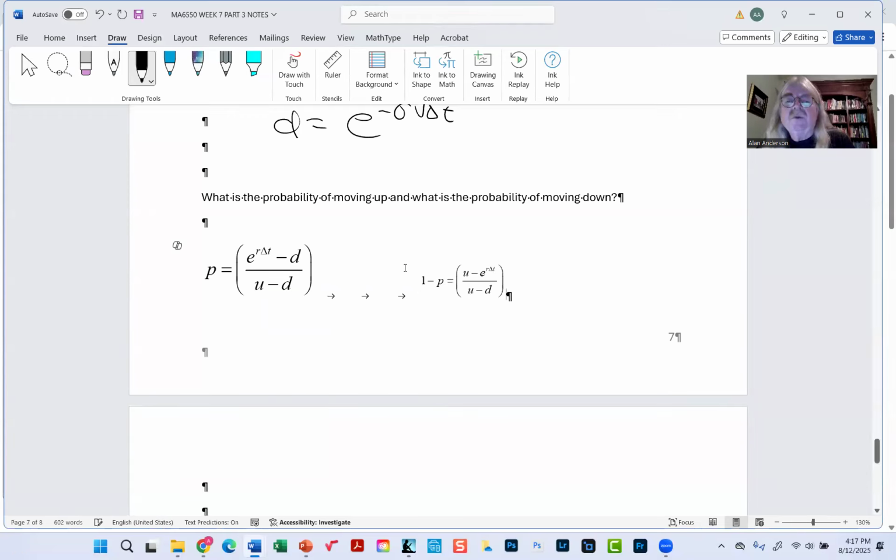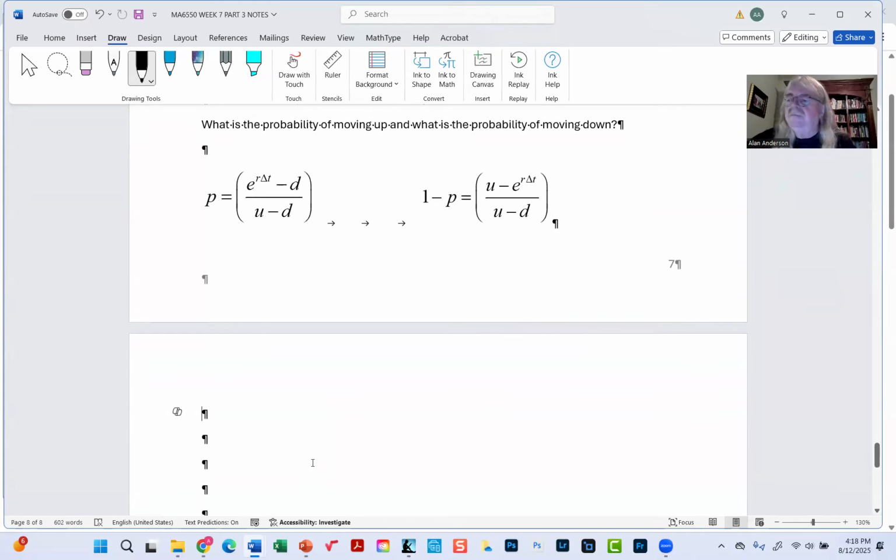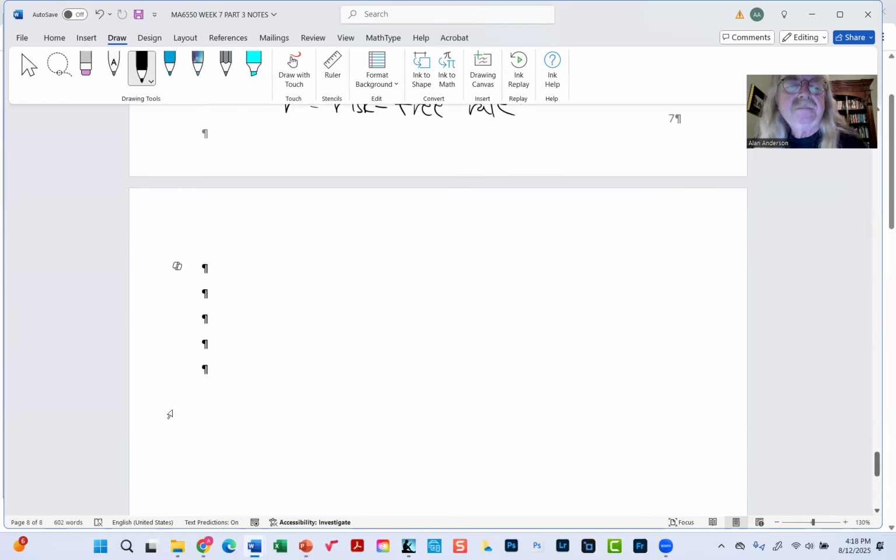Now, of course, there are two things to note. One, there are only two possibilities, up and down. And everything here we defined so far: U and D, and R is the risk-free rate of interest. And of course, delta t is the size of the time step. Those are my probabilities.